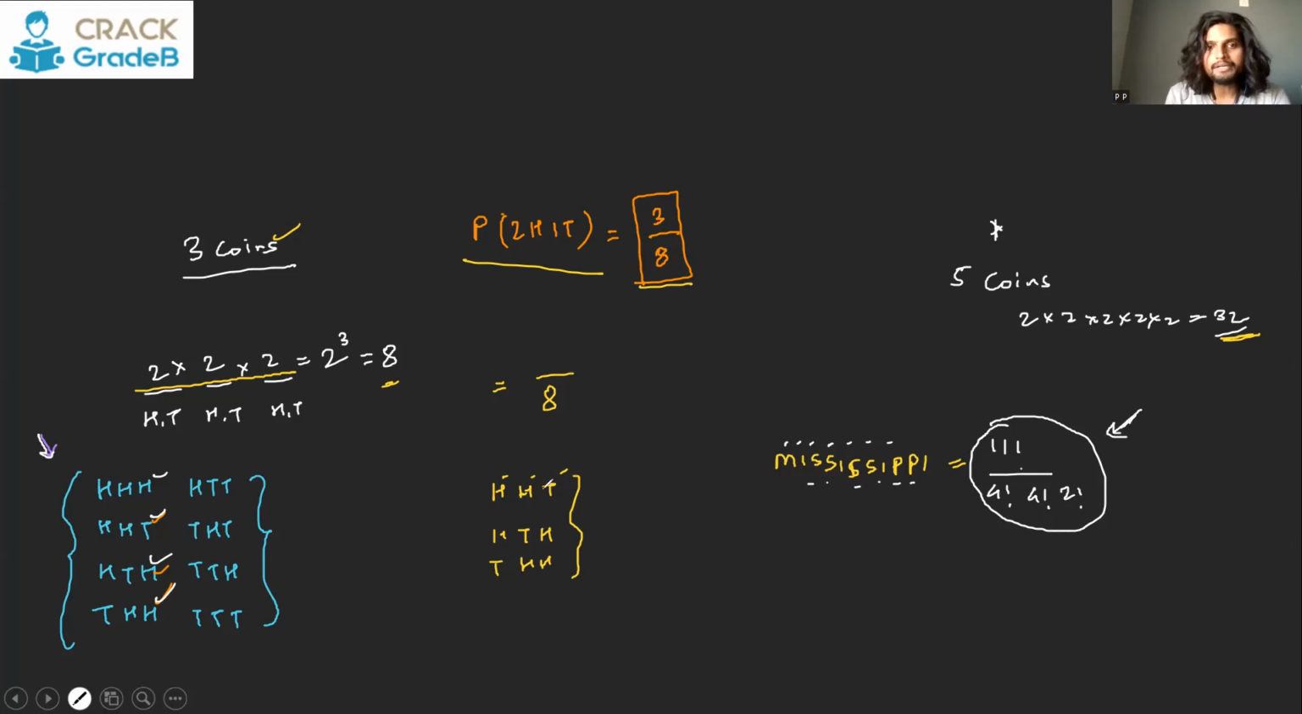So here also, same thing. We have to arrange HHT. So how many ways can you arrange HHT? First, there are 3 letters, so you write 3 factorial. And because there are 2 H's, you divide it by 2 factorial. And 3 factorial by 2 factorial is 3. There are 3 different words that you can make out of HHT. Right? And that is 3 upon 8.